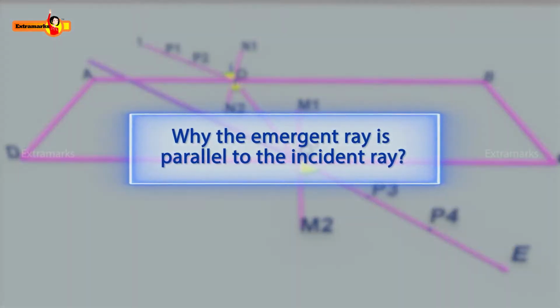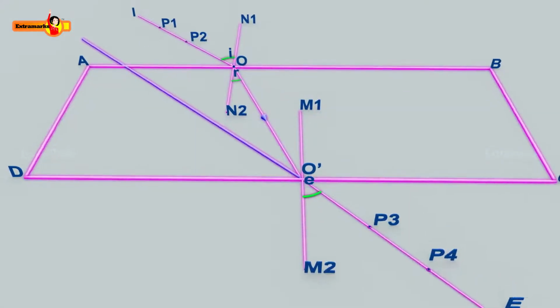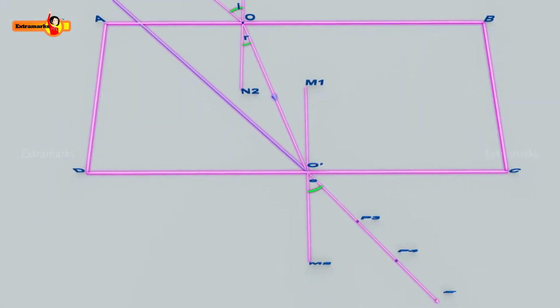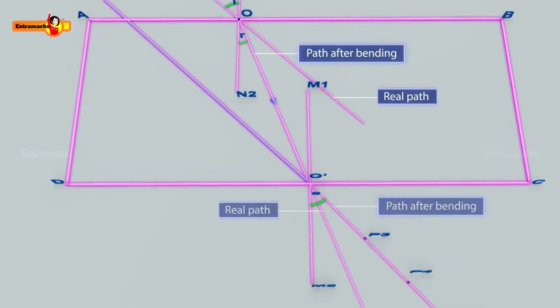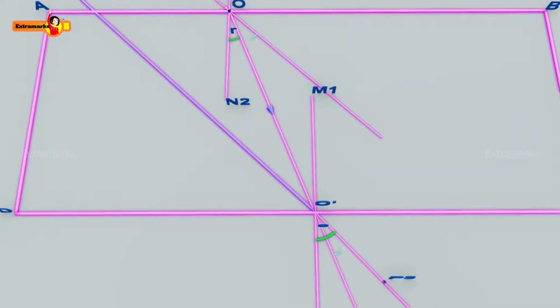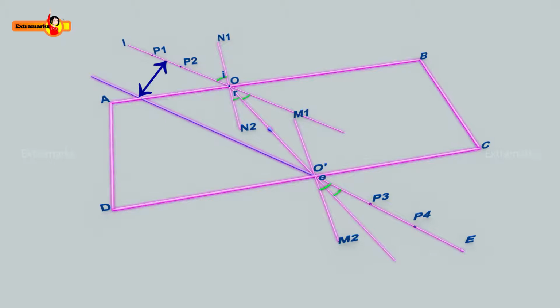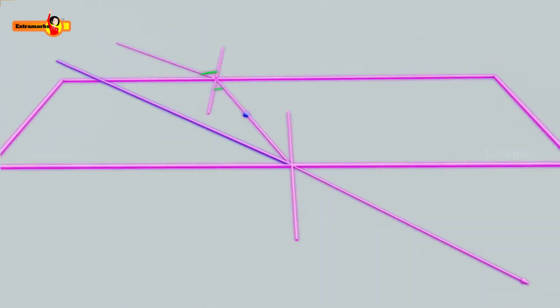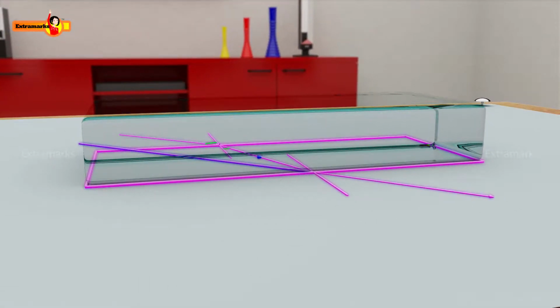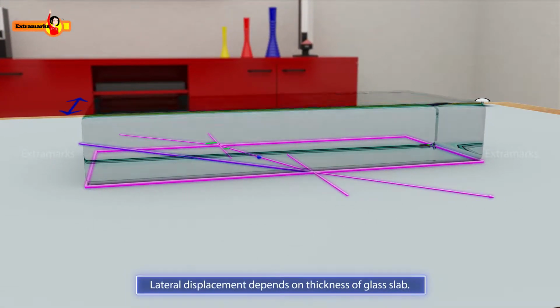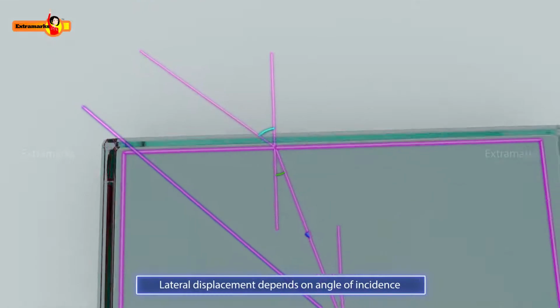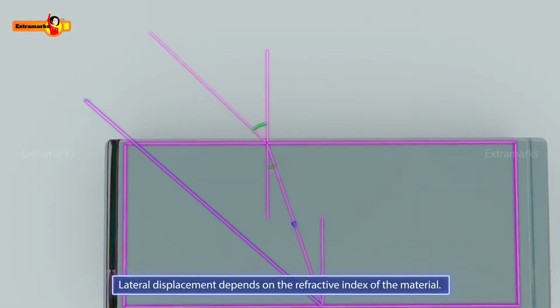Do you know why? It is due to the fact that at the opposite parallel faces of the glass slab, the maximum bending of the ray of light is equal and opposite. However, the emergent ray is shifted slightly sideward. This displacement is known as lateral displacement. Lateral displacement increases with the increase in the thickness of the glass block, angle of incidence, and refractive index of the medium.